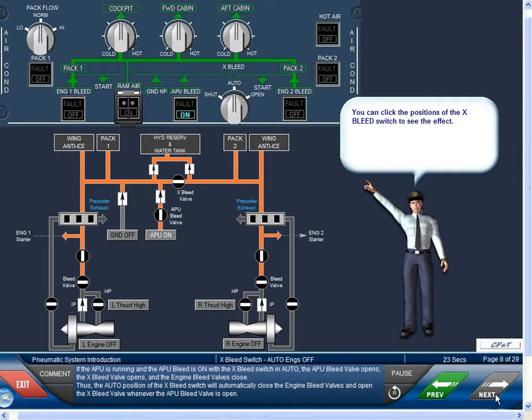If the APU is running and the APU bleed is on, with the cross-bleed switch in auto, the APU bleed valve opens, the cross-bleed valve opens, and the engine bleed valves close. Thus, the auto position of the cross-bleed switch will automatically close the engine bleed valves and open the cross-bleed valve whenever the APU bleed valve is open.